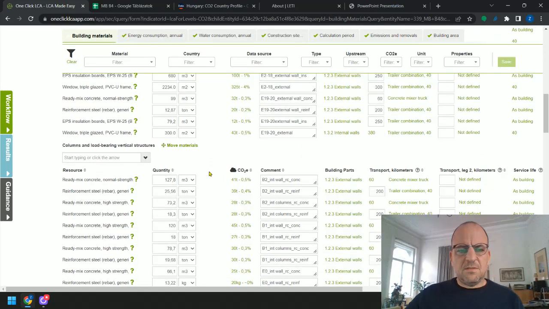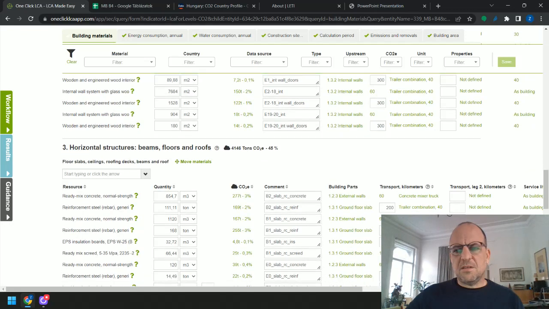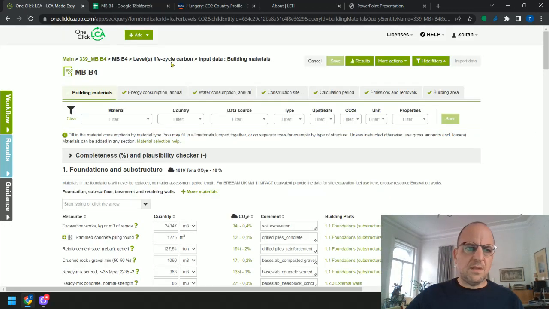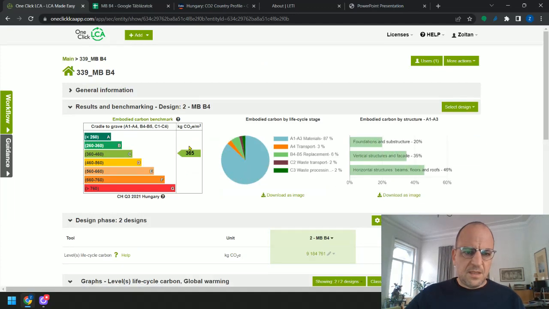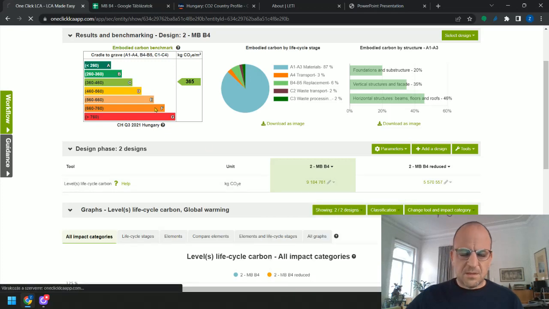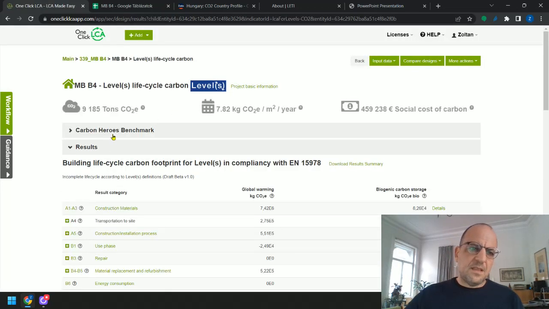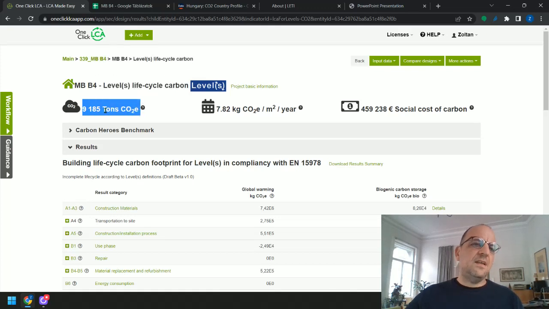So once we are done with it, we can see the results. What is the carbon emission of the building? Embodied carbon emission. You can see here the results, view results, yes. So the building itself accounts for over 9,000 tons of carbon dioxide emissions.